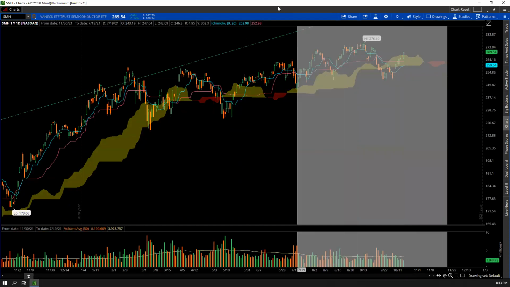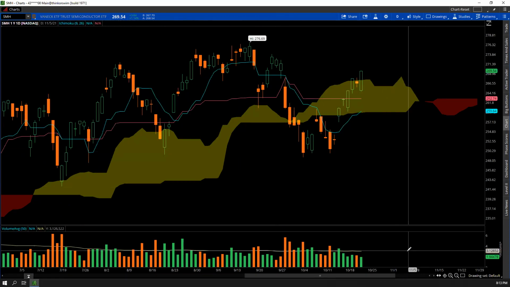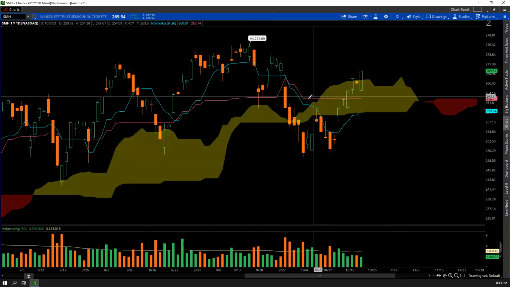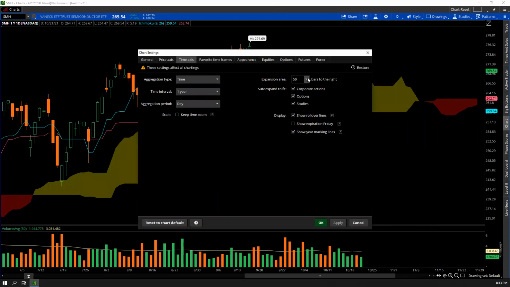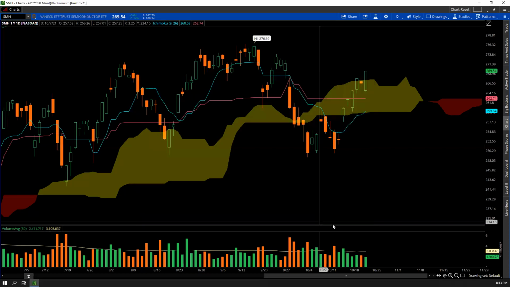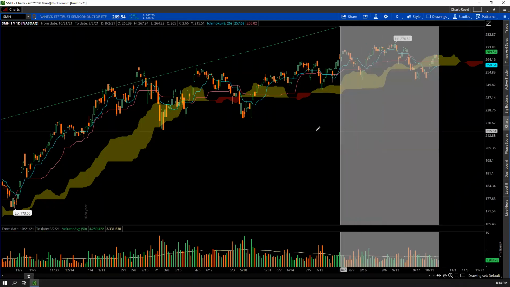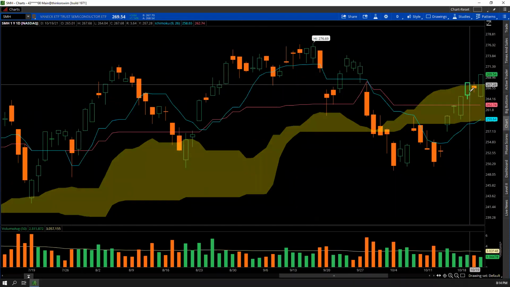How do they form the cloud? Okay, so they form the cloud by projecting these two into the future. What does it mean? Typically, in any traditional application, you'll not have any right extension, right? So the data stops like that. Today is at the very right side of the chart, and that's it. There is nothing into the future.